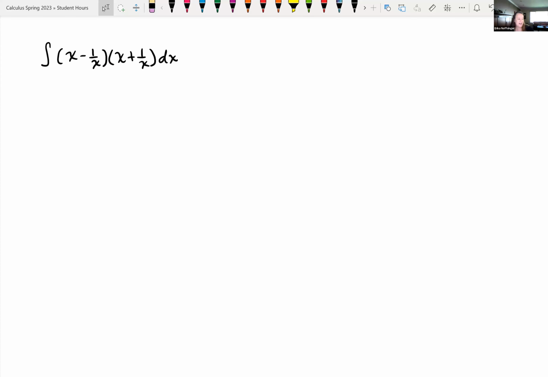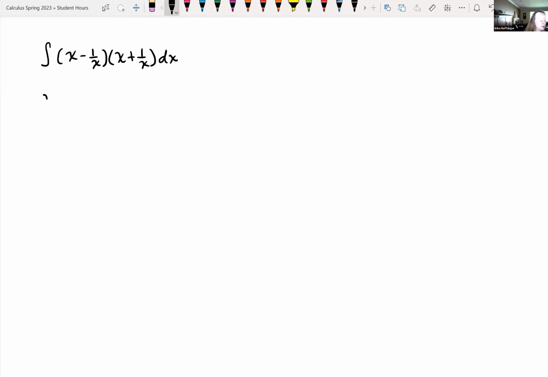Okay, so looking at the definite integral in front of us, we have the integral of (x - 1/x) times (x + 1/x). And so it's not in a form that we know how to integrate yet. And so sometimes we can just manipulate this integrand so that we can integrate it.